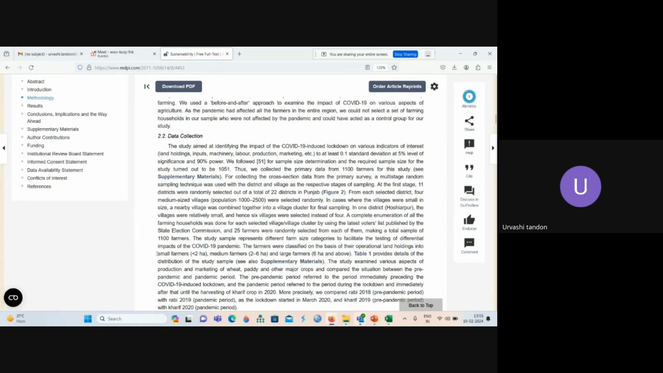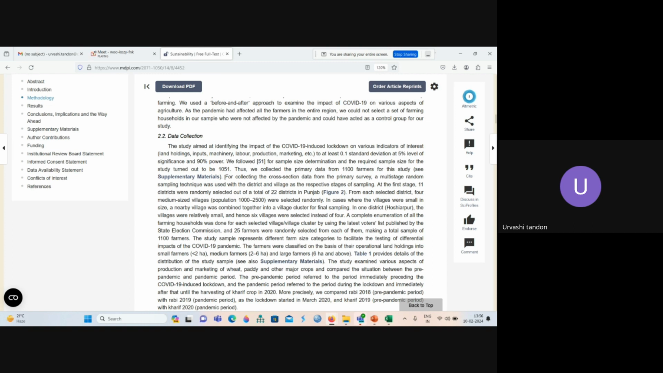See now, the study aimed at identifying the impact of COVID-19 induced lockdown on various indicators of interest, let's say land holdings, etc. So what they did, we followed for sample size determination, and the required sample size for the study turned out to be 1051. We collected primary data from 1100 farmers for this study. I'll show you the supplementary material also.